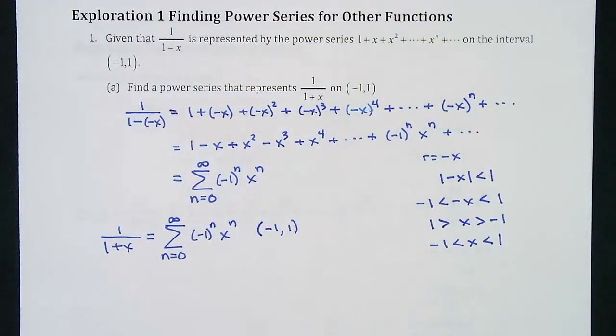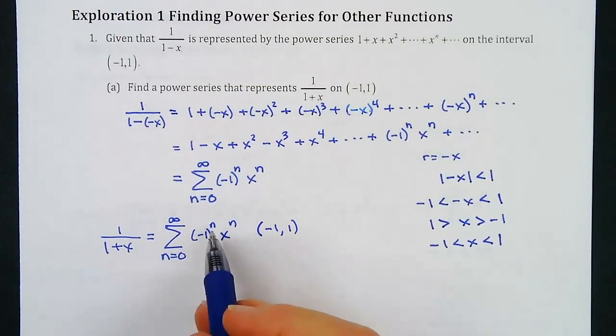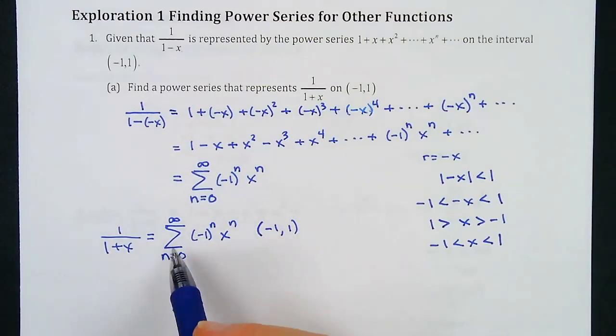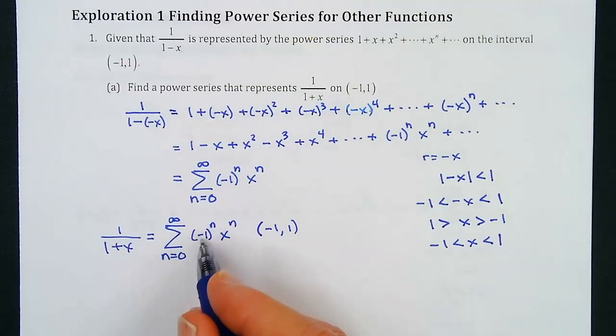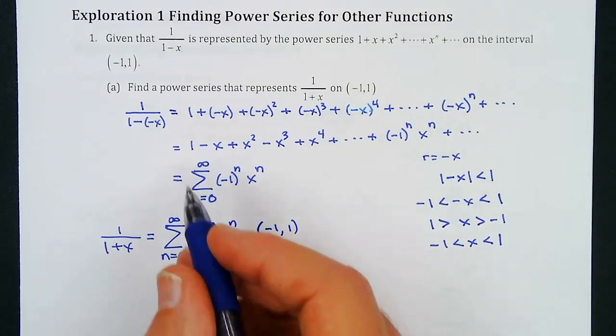One thing I would always do is step back and double check that we're starting at the right value, that it will give us 1. So if we put 0 in here, -1 to the 0 power is positive, and then x to the 0 is 1. So this would be 1 times 1. Yeah, so the first term works.